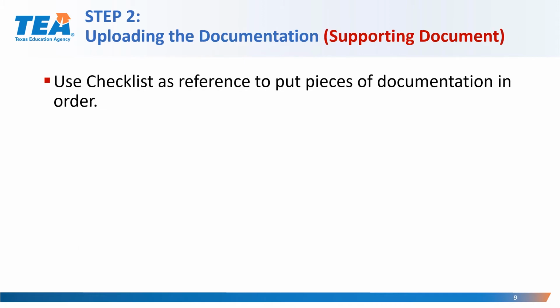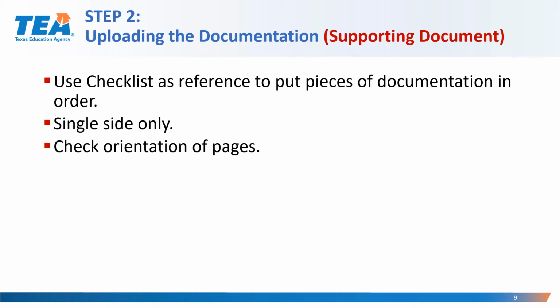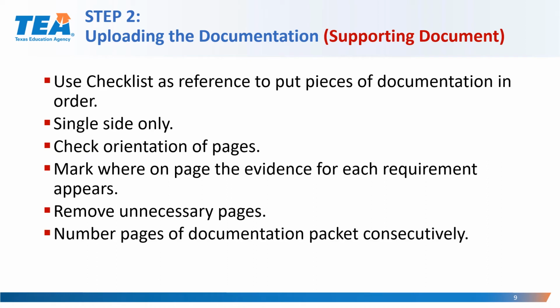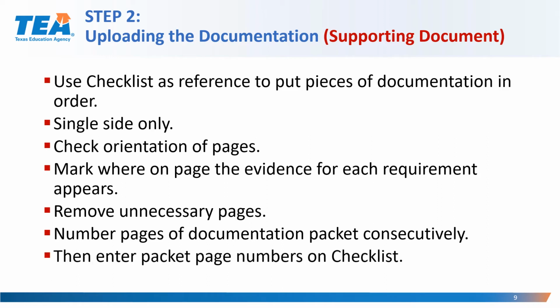We will now take a look at some tips for uploading the supporting document, which is the documentation file, which will be a PDF file. We request that you use the checklist as a reference to put pieces of documentation in order. We ask that you submit single-sided documents only, that you check the orientation of pages, that you mark where on the page the evidence for each requirement appears, that you remove any unnecessary pages, and that you number the pages of the documentation packet consecutively, and then enter the packet page numbers on the checklist.